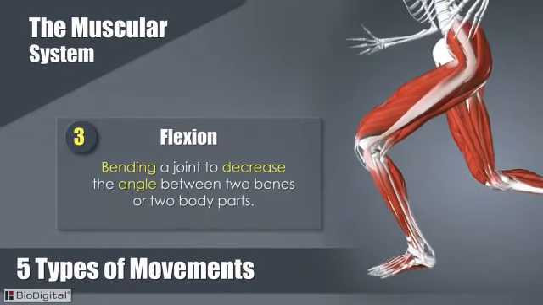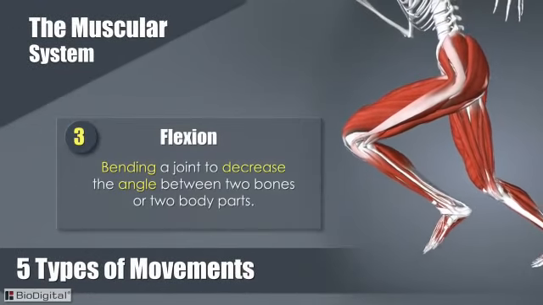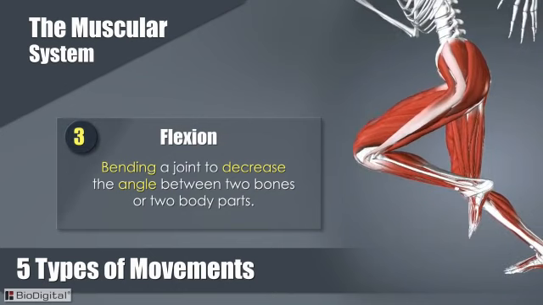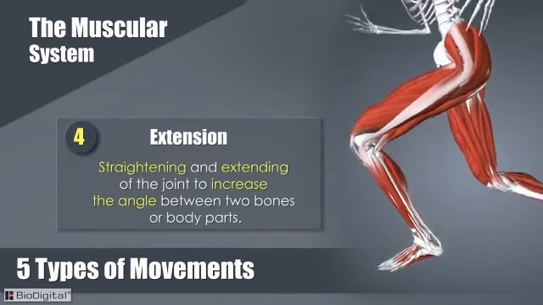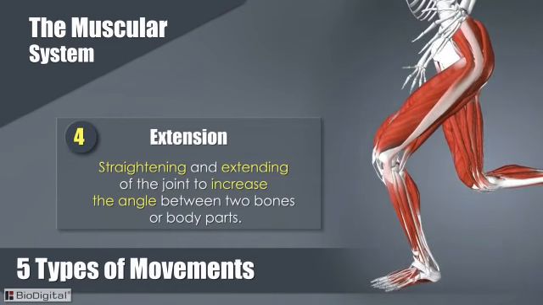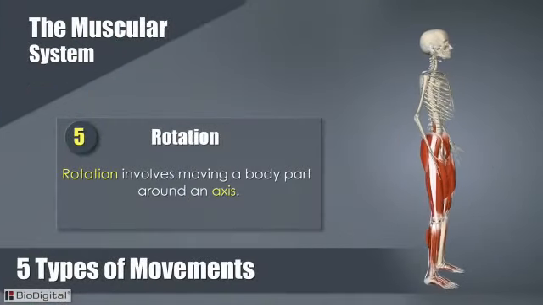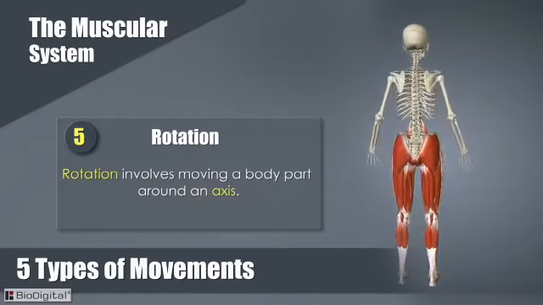Flexion means bending a joint to decrease the angle between 2 bones or 2 body parts. Extension is straightening and extending of the joint to increase the angle between 2 bones or body parts. And lastly, rotation involves moving a body part around an axis.